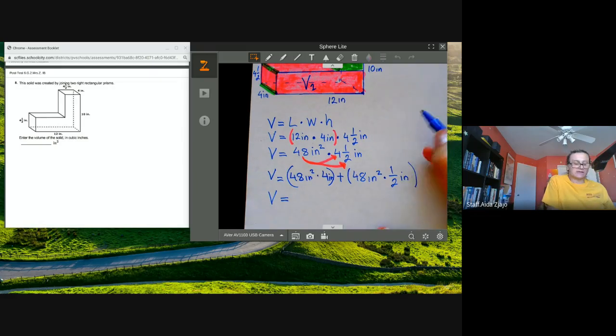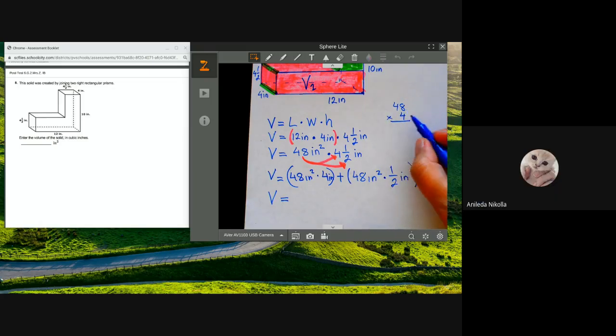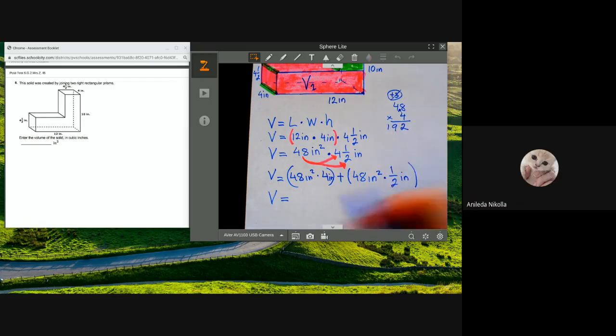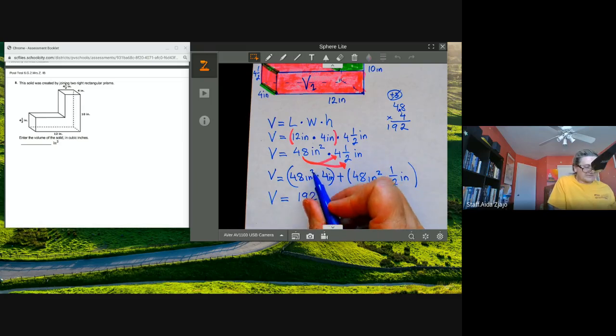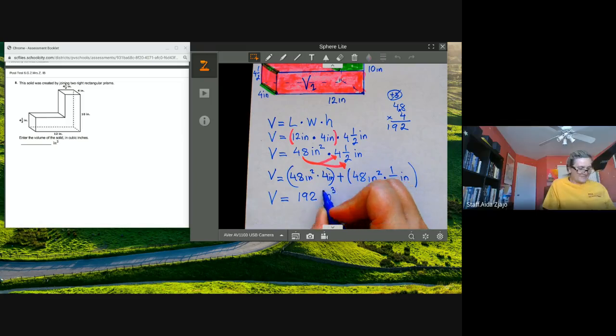We can use this area here to calculate. Okay. 48 times 4 equals what? 4 times 8 is 32. So put the 2 down and carry the 3. 4 times 4 is 16 plus 3 is 19. And so you get 192. An inch squared times inch is cubic inches. Bravo.